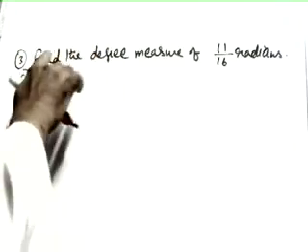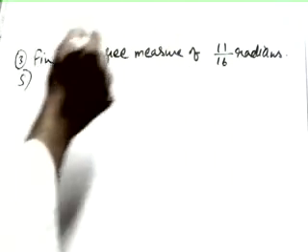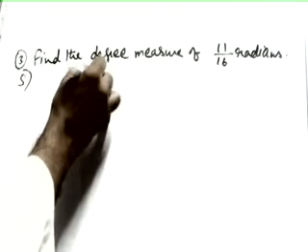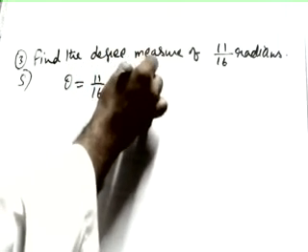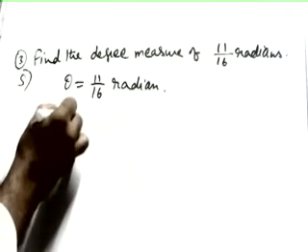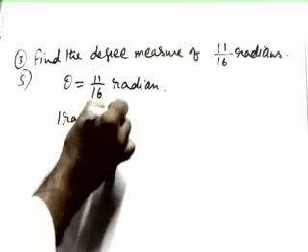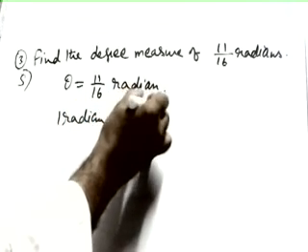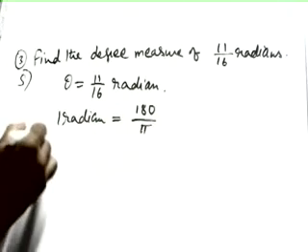So let me do one more question. Find the degree measure of the angle. The angle is given in radians, 11 by 6 radians, so we have to change it into degrees. So we know 1 radian equals 180 by pi.